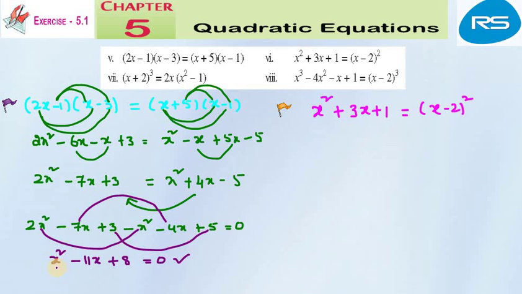In this equation we have the x square term. So the given equation is a quadratic equation. As simple as that. Now come to the 6th question.